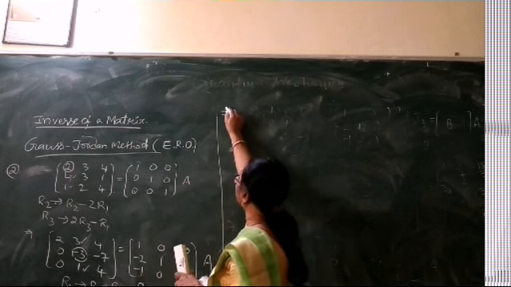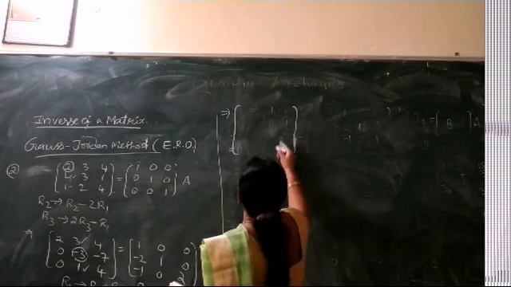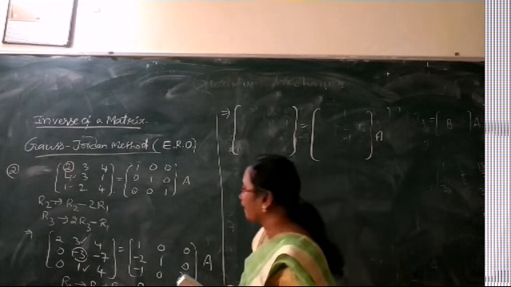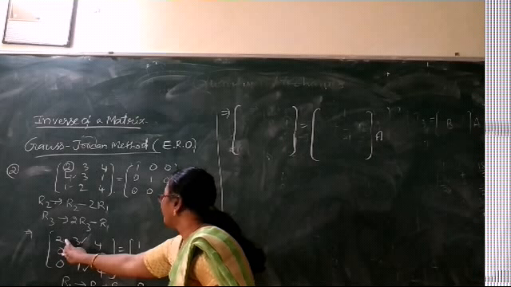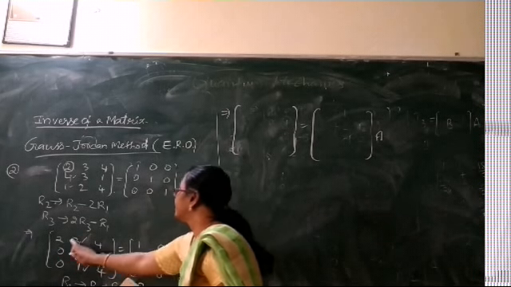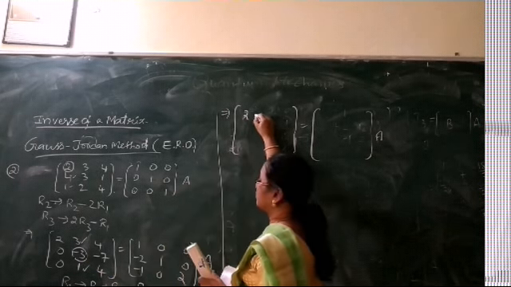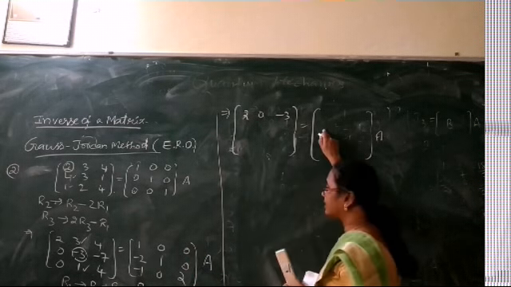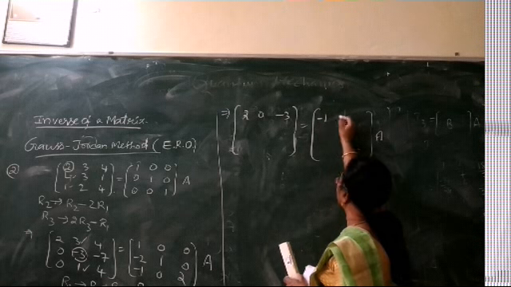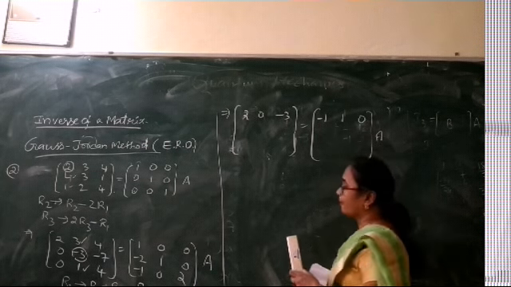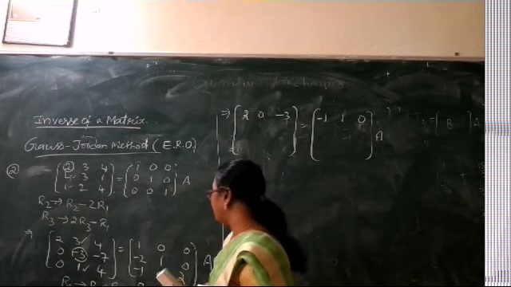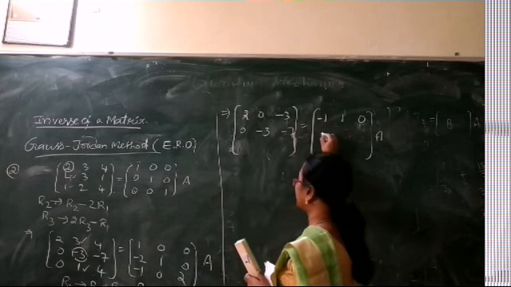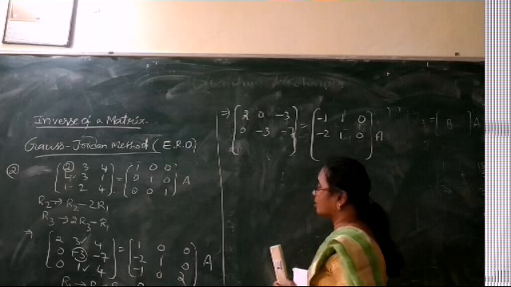The left hand side: R1 is R1 plus R2. So 2 plus 0, 3 minus 3, it is 0. 4 minus 7, it is minus 3. Similarly on the right side, it is 1 minus 2, 0 plus 1, 0 plus 0. Now coming to row 2, R2 does not change, so we copy the R2 elements. It is minus 2, 1, 0 on the right side.